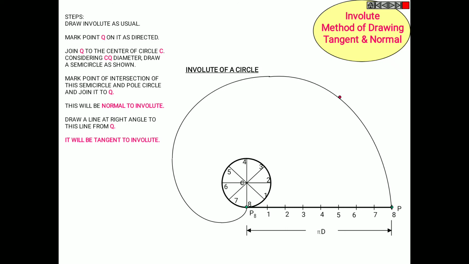Mark a point anywhere on the curve, mark it as Q and join Q to C. So with QC as diameter, draw a semicircle which is cutting the circle somewhere, and join that point of cutting to Q. This will be your normal, and a 90 degrees line passing through the curve is your tangent.